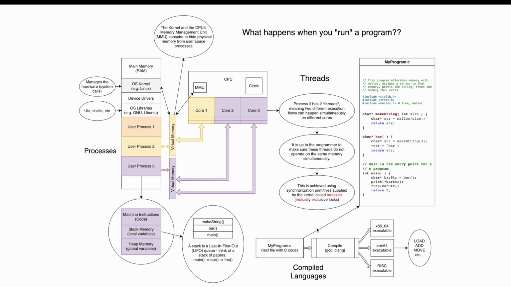As I said, C is a compiled language. So when we run myprogram.c through a compiler like GCC, or on OS X, Clang, or Microsoft Visual Studio, the compiler reads in the file, reads in this text, and translates that into machine opcodes. And the files that it spits out are executables for specific processor architectures.